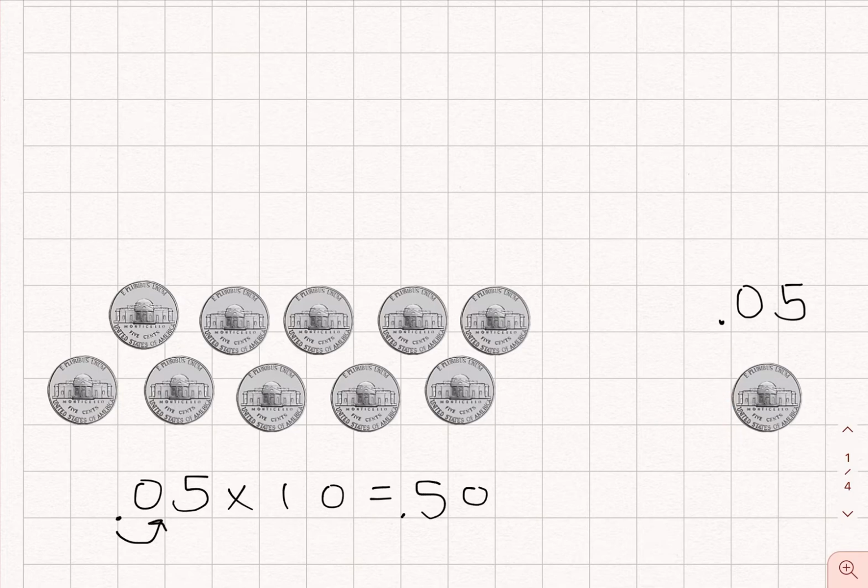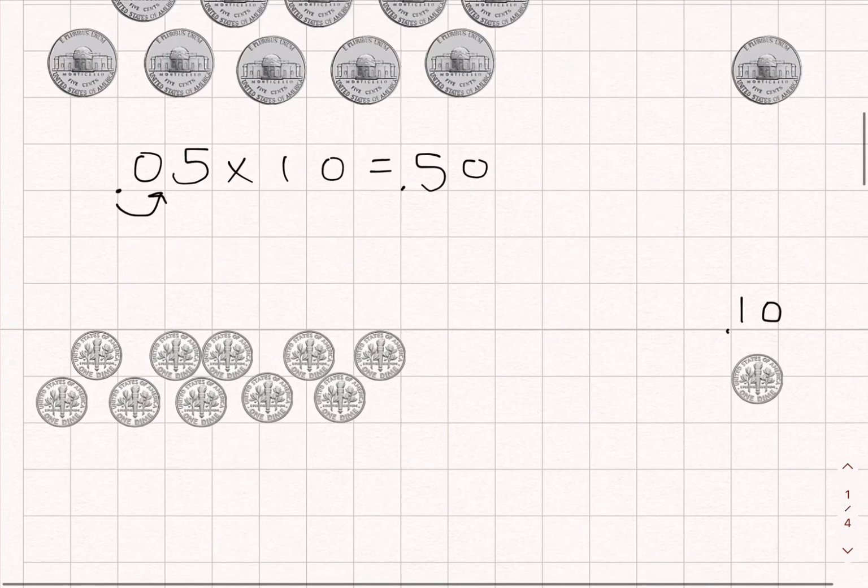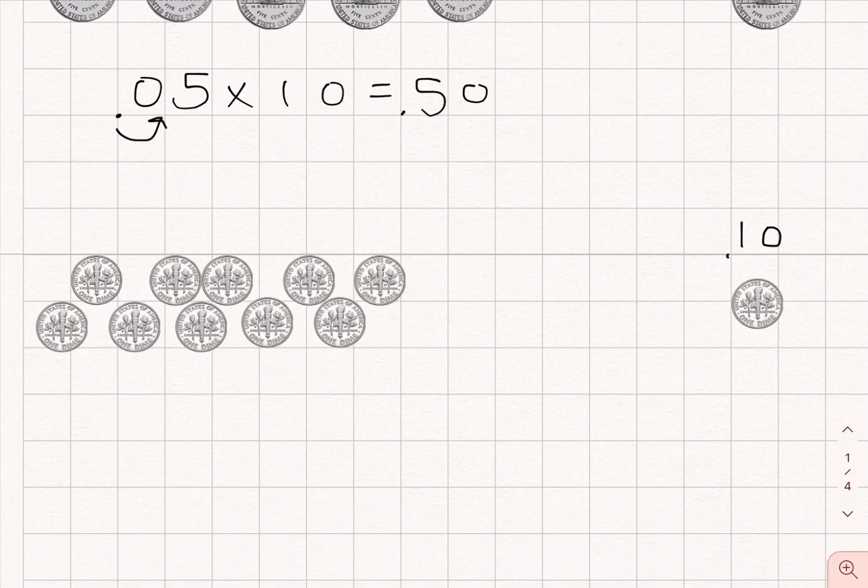Let's look at another example. So here we're working with money because money's familiar. We work with money all the time. If you have a piggy bank and you save up your money, then this is some math you've probably done. Here we've got a dime. It's worth 10 cents, or 10 hundredths. And if we have 10 of those, it looks like this: 10 cents times 10. And if I have 10 dimes, that's worth $1.